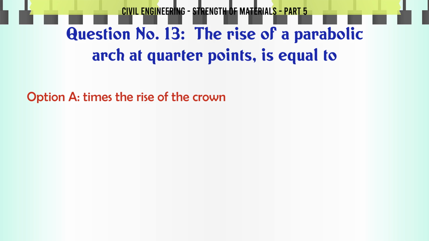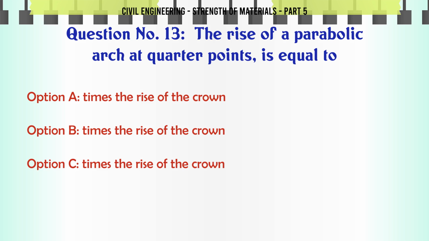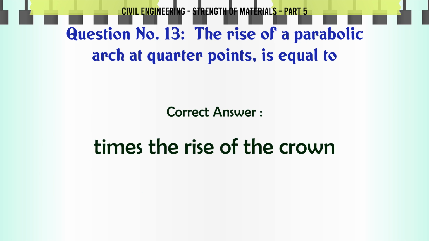The rise of a parabolic arch at quarter points is equal to: A. times the rise of the crown, B. times the rise of the crown, C. times the rise of the crown, D. times the rise of the crown. The correct answer is times the rise of the crown.